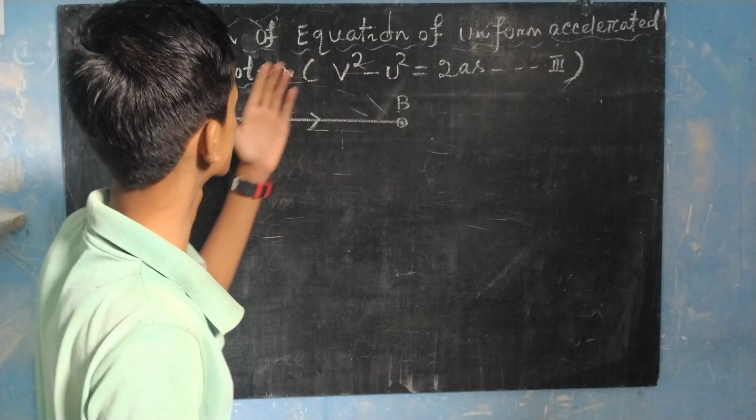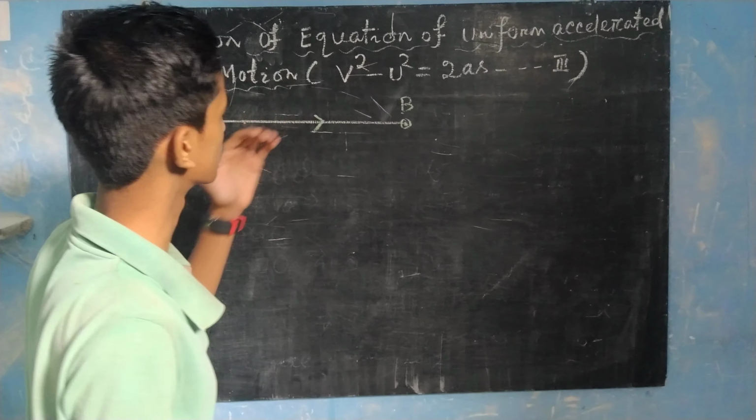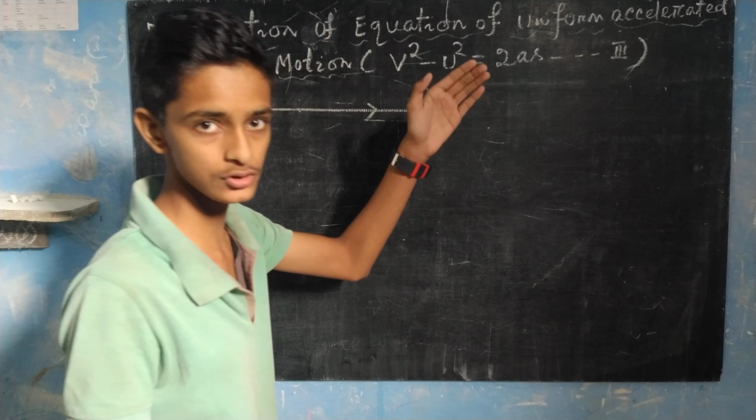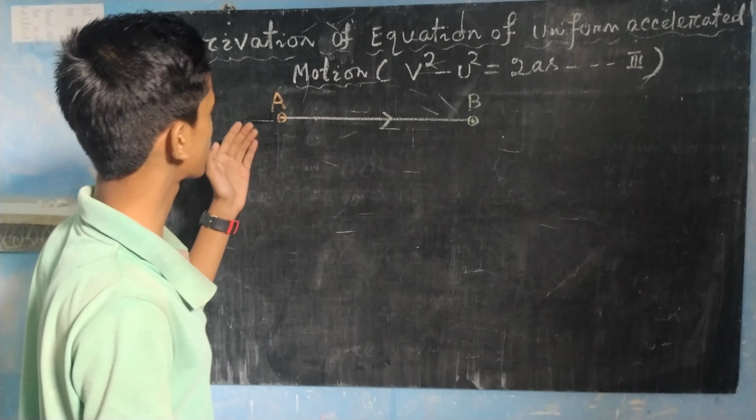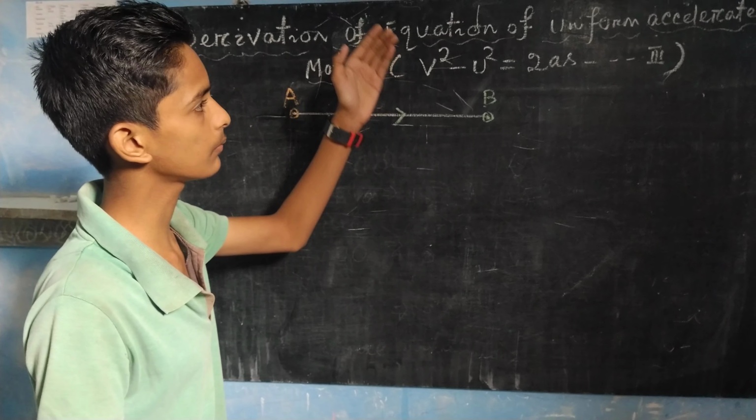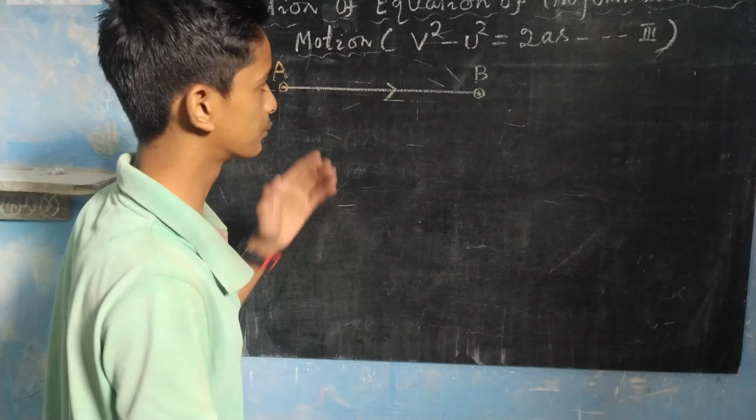Today we shall discuss a topic on science, that is derivation of equation of uniform oscillator motion. That is the third equation of motion. Here look at the figure. Here an object travels in uniform oscillator motion. It moves from point A to point B.